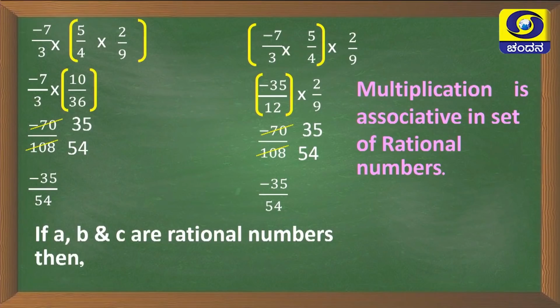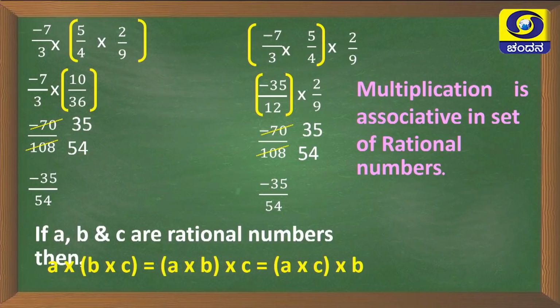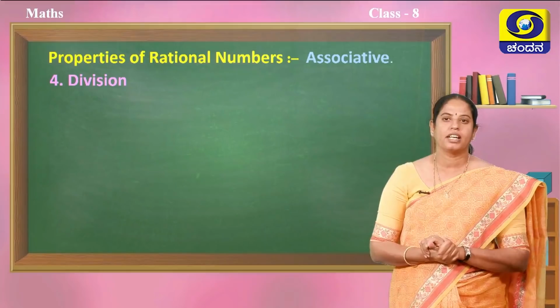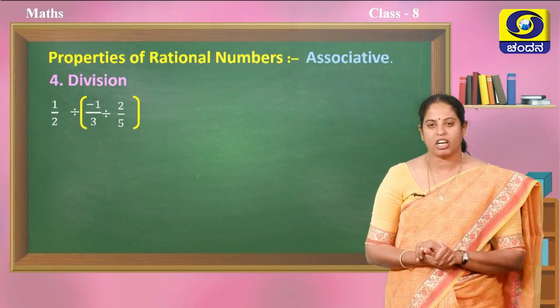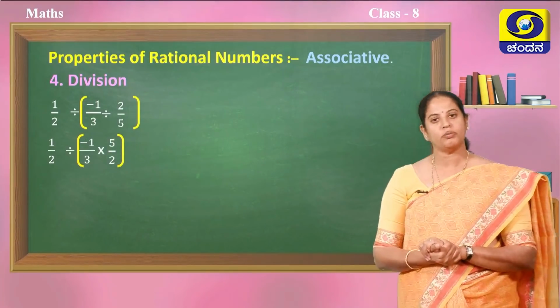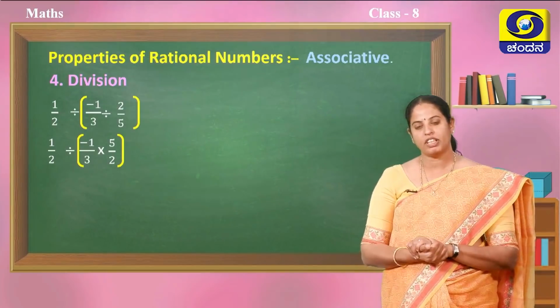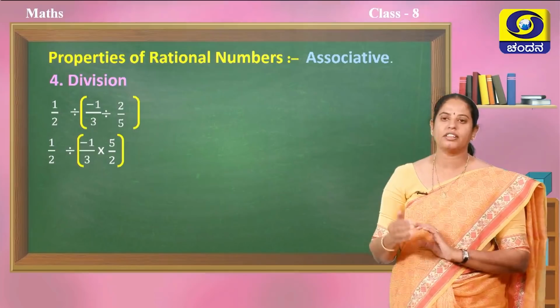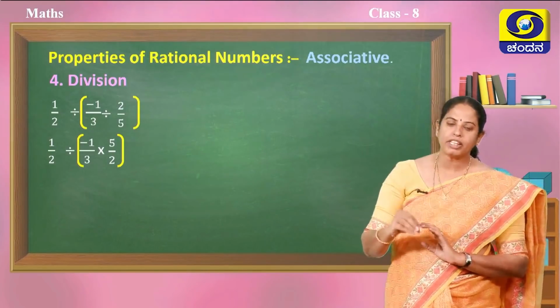Yes, let us check the associative law on division, children. Okay. So, properties of rational numbers, that means associative law on division. I am considering 3 rational numbers, 1 by 2, minus 1 by 3 and 2 by 5. When minus 1 by 3 is divided by 2 by 5, we are going to divide 1 by 2 by the result.